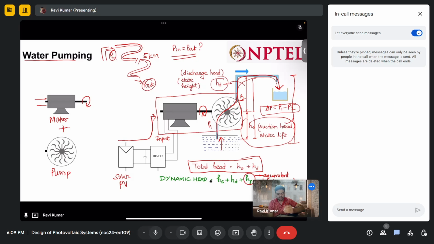Yes, because there will be some kind of friction inside this pipe, and due to this friction there will be loss of pressure, and this loss of pressure we also include in our calculation, and we call it friction head, and then the total becomes the dynamic head. It is suction head plus discharge head plus friction head.